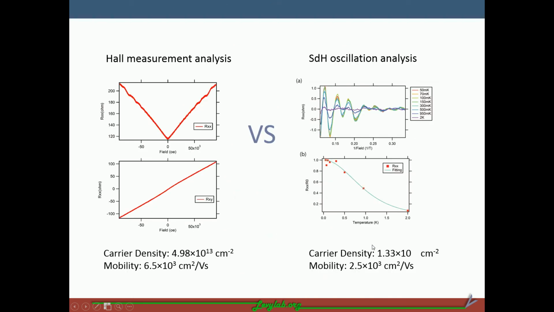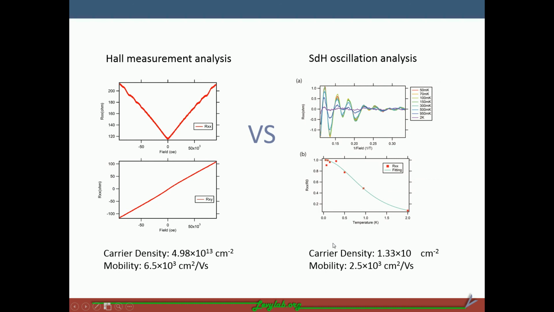So we have two kinds of analysis. One is Hall measurement analysis, and one is Shubnikov-de Haas oscillation analysis. The mobilities from both analyses are in the same region, but the carrier densities are far apart. The carrier density from the Hall measurement is much larger than the carrier density from the SdH oscillation analysis.